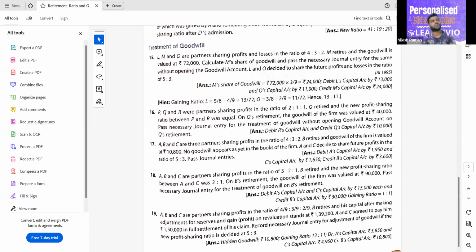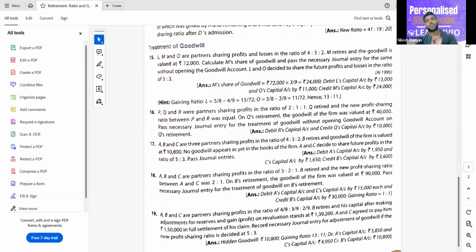Share of retiring partner. Sir, can you show that part? Retiring partner share. I have to find the retiring partner's share, but I'm not able to. Why? I think we have to use the old ratio.